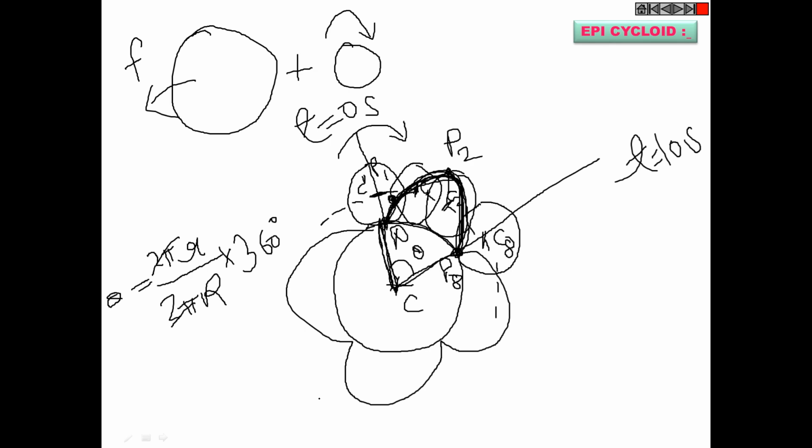Any doubt? No, sir. So this was the concept of how I can get an epicycloidal teeth profile. Now let us see the steps of construction, how I can generate this epicycloid step by step. Let me erase everything.